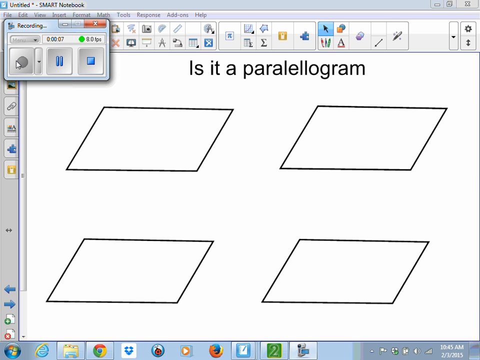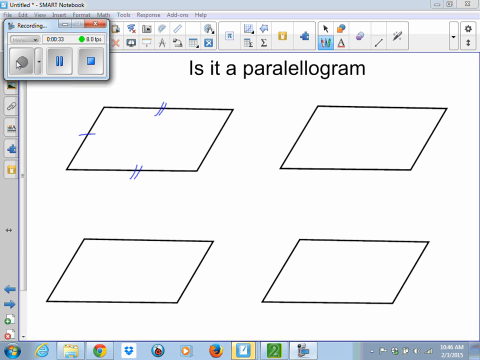Today we're going to talk about whether or not we can prove if something is a parallelogram. There are four different ways that you can decide if it's a parallelogram, and they're not always going to be worded in the exact way that I tell you, and I'll give you some examples as we go. All right, the first way that we have is if opposite sides are congruent.